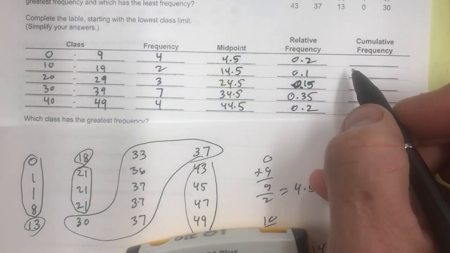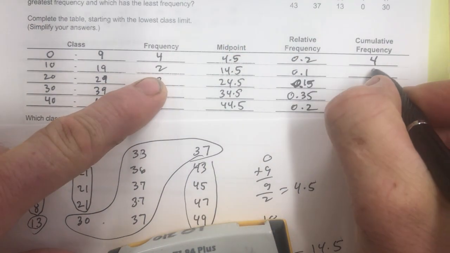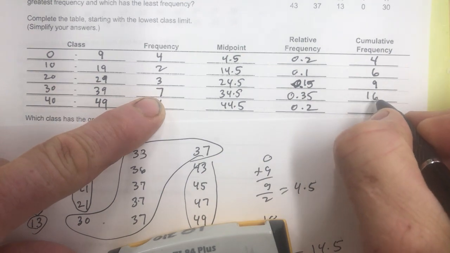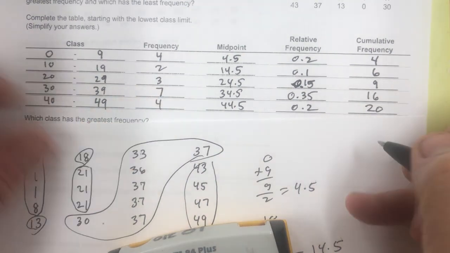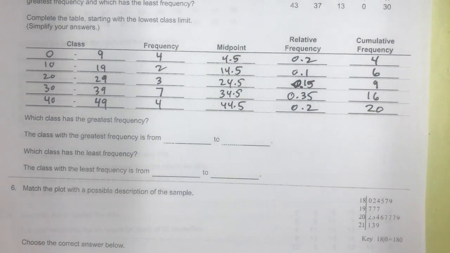And then cumulative frequency, all right, right here I got 4. And then plus 2 would be 6. And then plus 3 would be 9. And then plus 7 would be 16. And then plus 4 would be 20. And there you go. Got that all done.